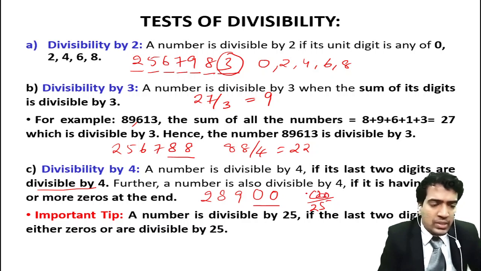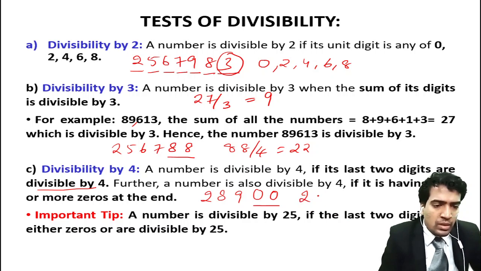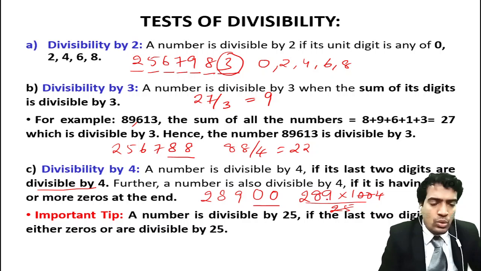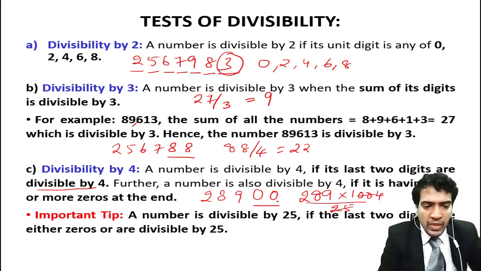Okay, let me explain it. Let me not create a confusion in your mind. Okay, so this can be written as 289 into 100, right? If you divide it by 25, 4 into 289 is some number. So this number is exactly divisible by 25.